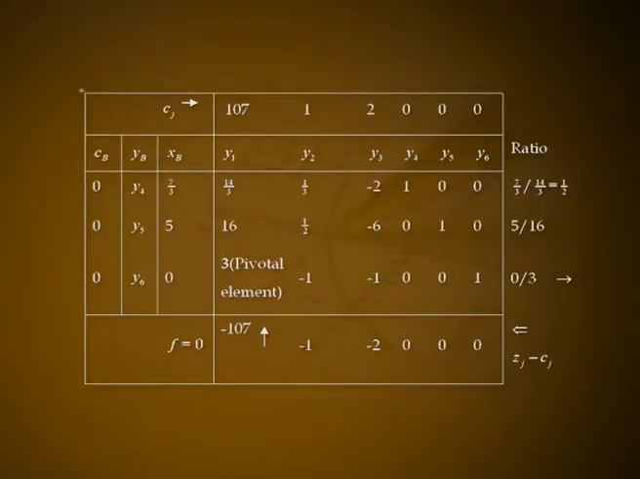Now we get the solution as x1 equal to 0, x2 equal to 0, x3 equal to 0, x4 equal to 7 by 3, x5 equal to 5, x6 equal to 0. The first iteration table is here. z1 minus c1 equal to minus 107 is the most negative. Hence, the vector y1 corresponding to the variable x1 enters the basis and the vector y6 corresponding to the variable x6 with least ratio 0 leaves the basis.